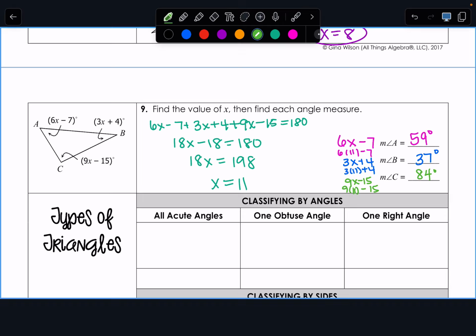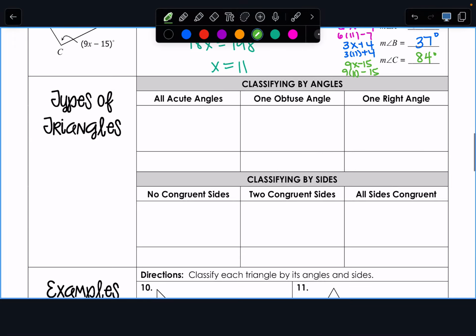I also need you to be able to classify triangles based on their sides and angles. So let's talk about angles. Raise your hand if you can tell me what an acute angle is. Evan. Less than 90. So if all of your angles are less than 90, then we have an acute triangle.